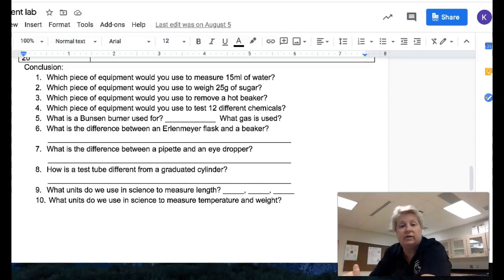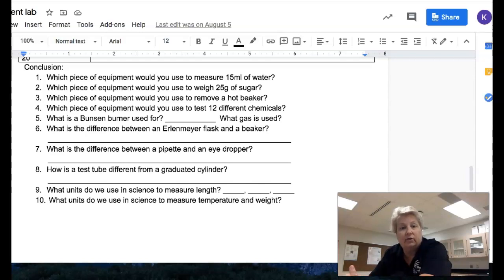Number seven, what is the difference between a pipette and an eyedropper? The size of the drops. Remember, the pipette does a smaller, more precise drop than the eyedropper. Number eight, how is a test tube different from a graduated cylinder? The graduated cylinder is the only thing we use for measuring liquids. A test tube is used for holding small samples, but there's no measuring lines.